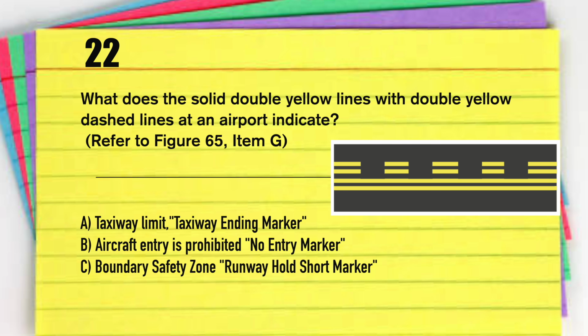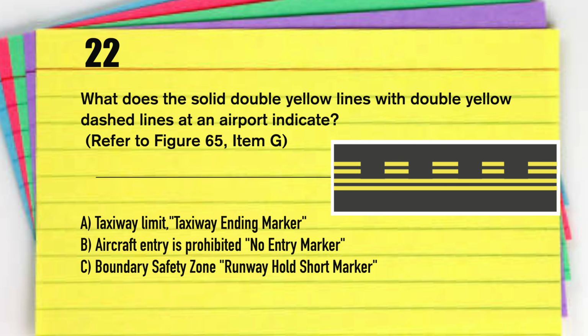Now we're going to throw up a few flashcards that have to do with airport signs and markers. See how well you do. What does the solid double yellow lines with double yellow dashed lines at an airport indicate? Refer to figure 65 item G. Now, just so you know, the testing supplement is only a supplement. It's not a study guide. So it's important that you're learning the information and not solely relying on the supplement for your preparations.